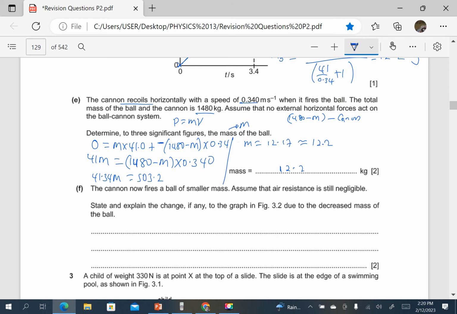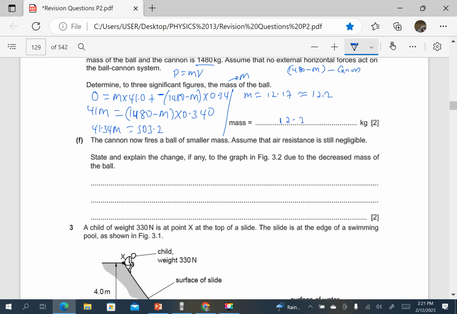The cannon now fires a ball of smaller mass. Assume that air resistance is still negligible. State and explain the change, if any, to the graph in the figure due to the decreased mass of the ball. So we want to see what happens to that figure. Note that the figure is for velocity against time, and velocity against time does not depend on the mass. It depends on the acceleration, which is not changed because of the change in mass. Therefore, we simply say there is no change to the graph.